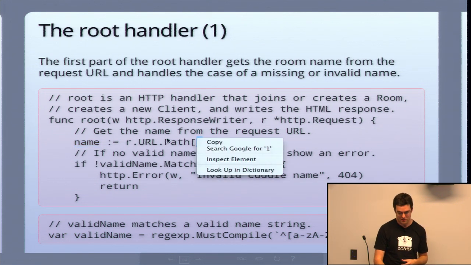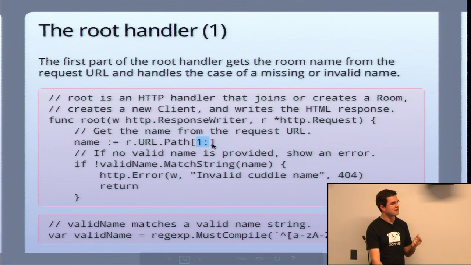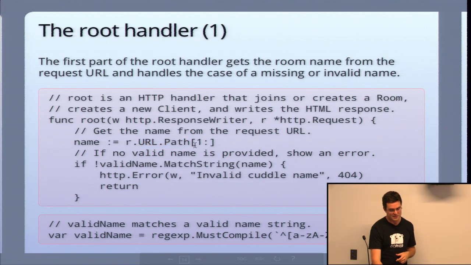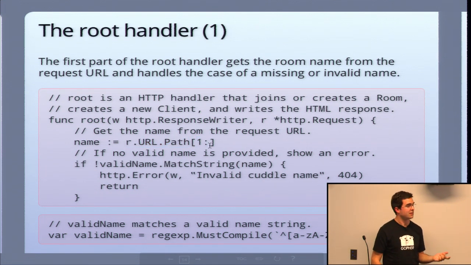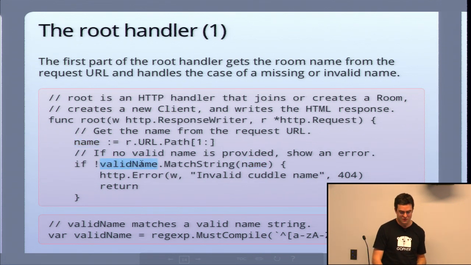We slice off the first slash from the path, because it will always begin with a slash something. So if r.URL.Path was slash gtug, this slice operation makes it simply the string gtug. And we then pass name into a regular expression match. So validName is a regex object, and MatchString matches the name string against that regex.